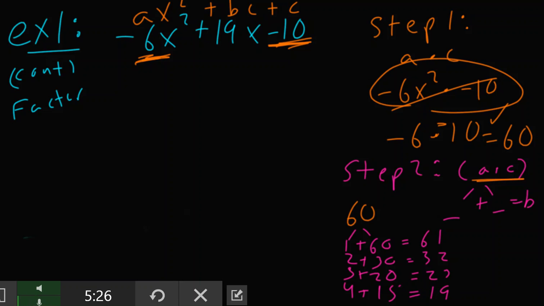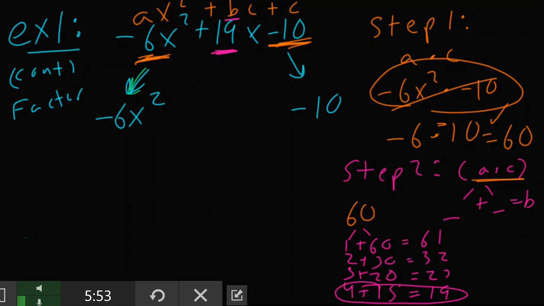Well, what's our B term? Look back up here. Our B term in blue is 19. So we were looking for the two numbers that added together to be 19. Now, why is that so important? Here's what we're really saying. The things that won't change are always going to be our first and last term: the negative 6x squared and the negative 10 at the very end.